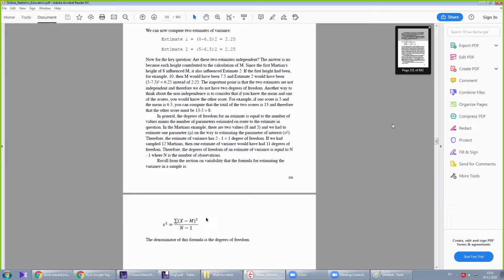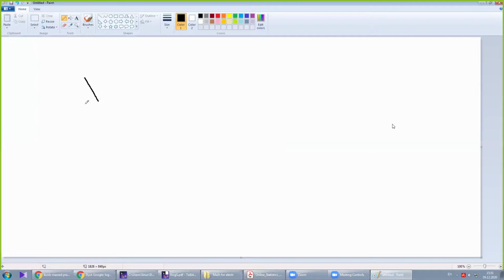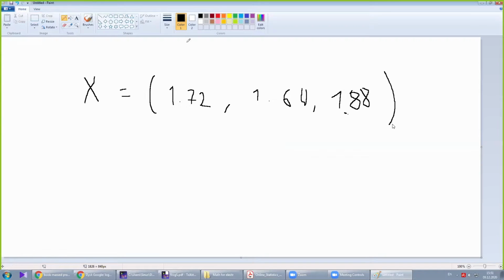So to take the average, this is kind of clear what you do, right? If you have your sample x, x is just a sample of numbers, right? For example, 1.72, let's say meters, the height in meters, 1.64 and 1.88. So just a sample of three, which is not a large sample, but okay, let me do it in centimeters. So we have 172, 164, 188. So we have a sample of three.